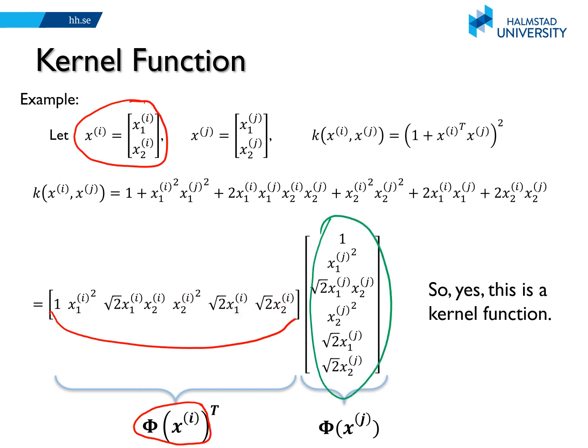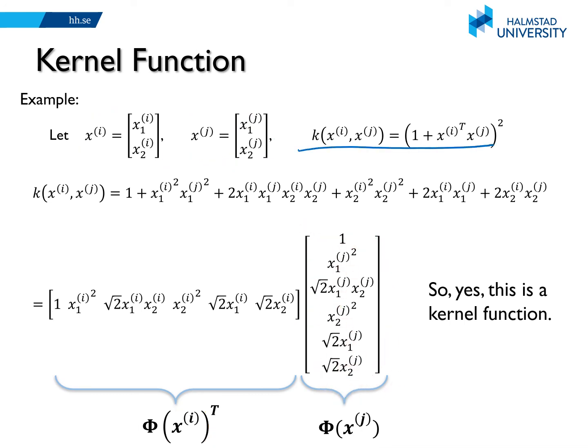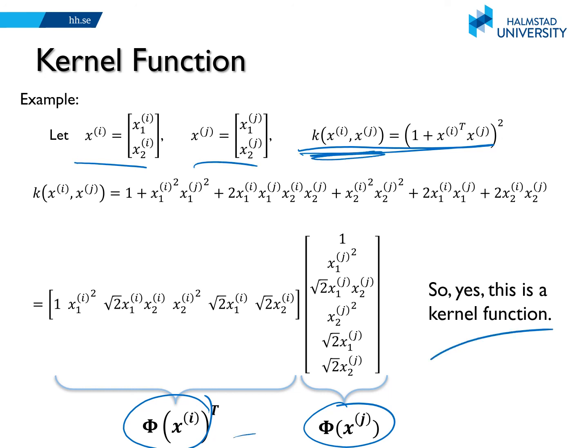And this vector, denoted by phi of xj, depends only on this vector, xj. So this one is a mapping of this vector to a higher dimensional space. And this one is a mapping of this vector to the higher dimensional space. So we moved from a two-dimensional space to a space of dimension 6. And since this function can be written as a dot product between two new vectors corresponding to a mapping of the original vectors to higher dimensional space, then this function is a kernel function.